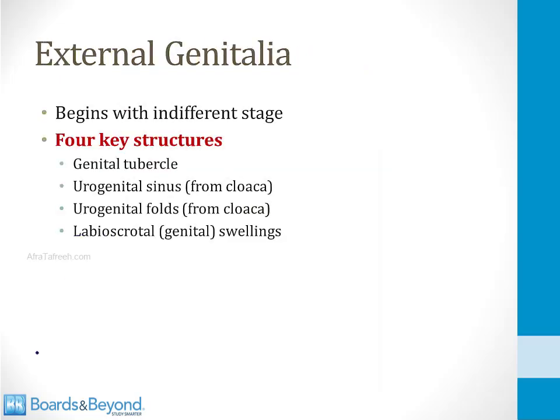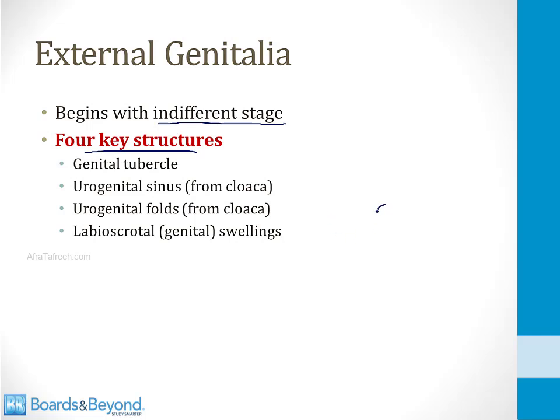So now we've talked about the gonads and we've talked about the internal genitalia. All that remains is to discuss the development of the external genitalia. And just like the gonads, the external genitalia begin with an indifferent stage where they look the same whether it's a male or female baby. In this indifferent stage, there are four key structures that will develop into the external genitalia.